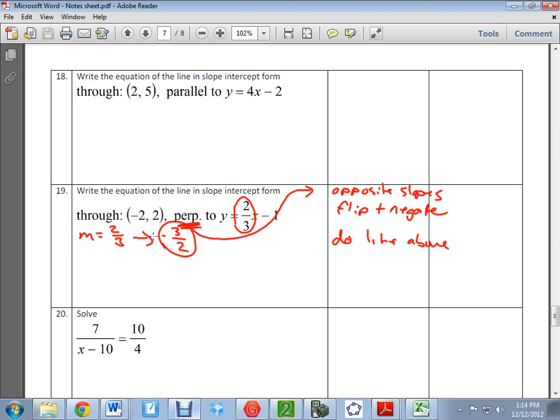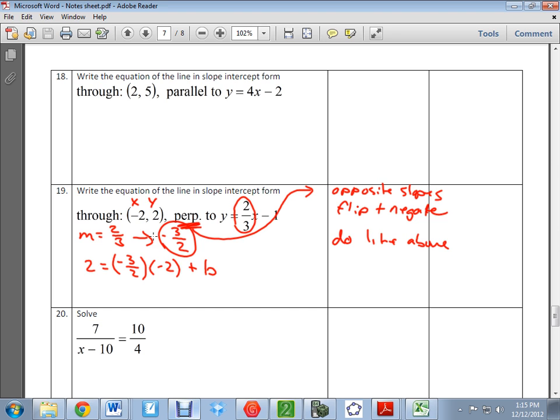What's y? 2 equals, what's m? Negative. You're going too fast. I can't keep up. All right, I'll slow down. Negative 3 halves times, what's x? Negative 2, plus b. Do I know b? Nope. b is b.